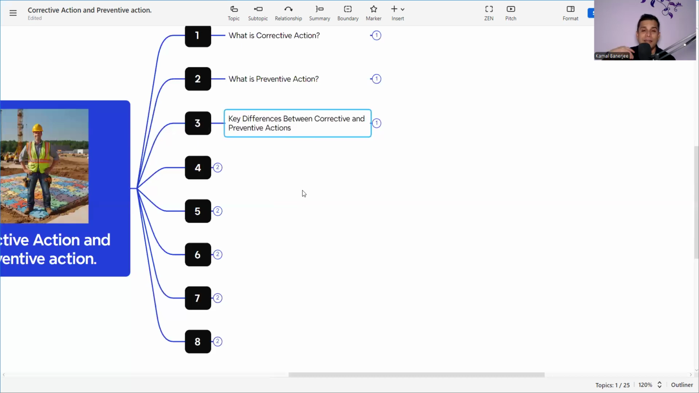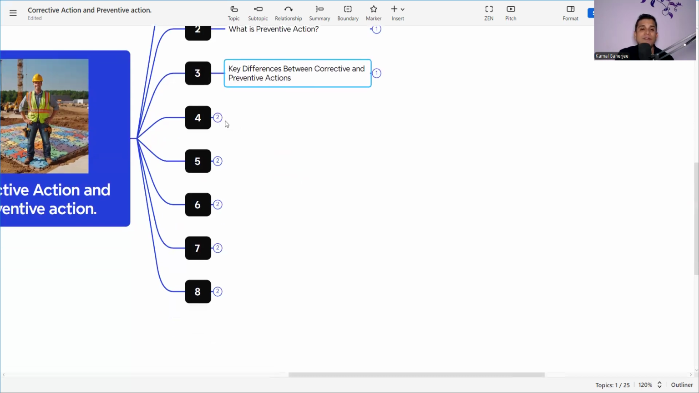One is after the problem happens, we need to take action, which is called the corrective action, and the other is before the problem arises, or whatever problem we are facing, that should not reoccur. So that should not be there in the next activity or next concreting or the next block or whatever. So these are the key differences between corrective and preventive action.